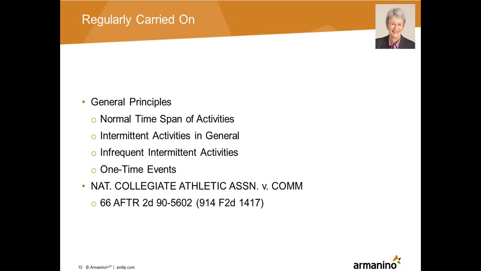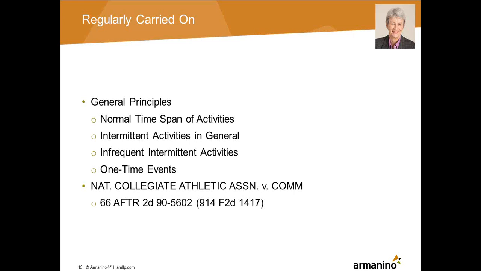Regularly carried on. Now this is a source of a lot of conversations. So I think that one of the most important principles here when you're trying to determine if your activity is regularly carried on is, what is the normal time span of the activity? Best example is a Christmas tree lot. Kind of a classic example.